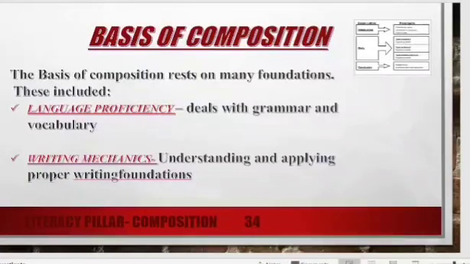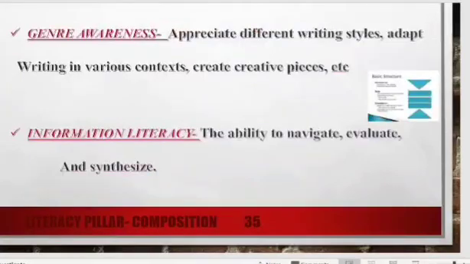The basics of composition. The basics of composition rest on many foundations. These include language proficiency, dealing with grammar and vocabulary, writing mechanics, understanding and applying proper writing foundations. General awareness: appreciate different writing styles, adapt writing to various contexts, create creative pieces, etc. Information literacy: the ability to navigate, evaluate, and synthesize.